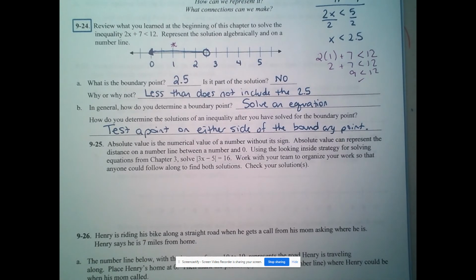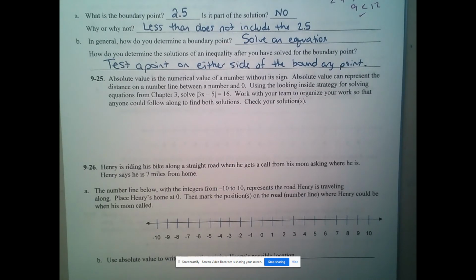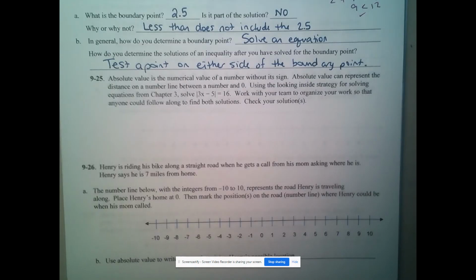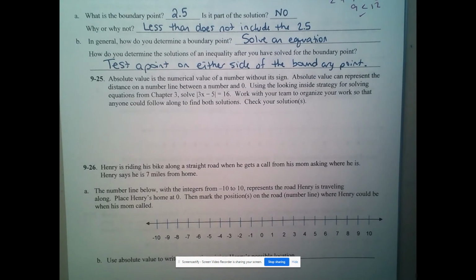Now, absolute value is the numerical value of a number without its sign. Positive values only, because we're considering it to be like a distance, right? Absolute value can represent the distance on a number line between a number and 0. Using the looking inside strategy for solving equations from chapter 3, solve the absolute value of 3x minus 5 equals 16.